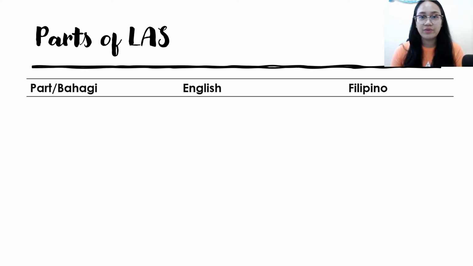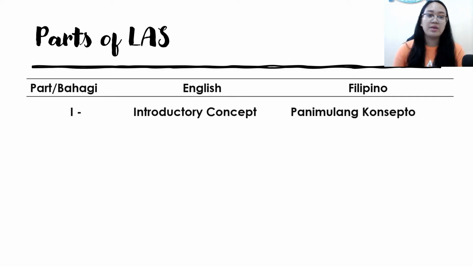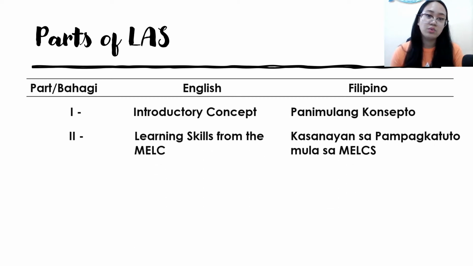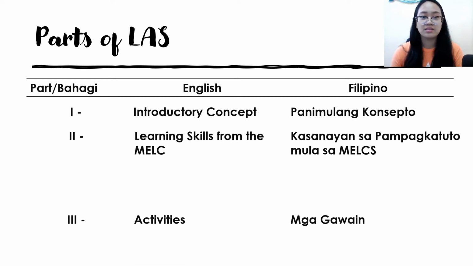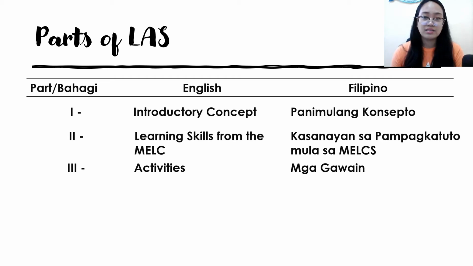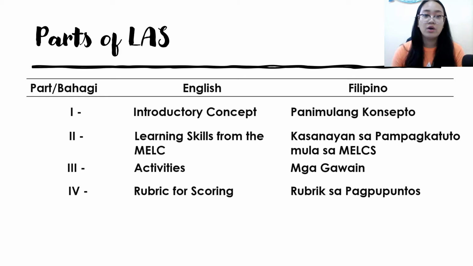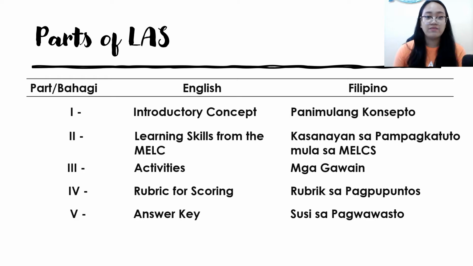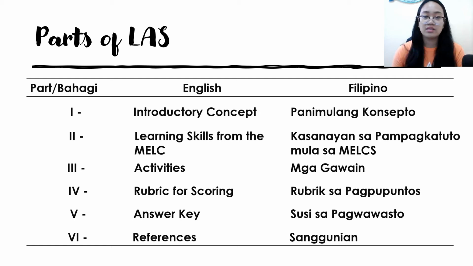Let us proceed to the different parts of the learning activity sheets. We'll have the part or bahagi, the terms used for English language, together with the terms used in Filipino. Part 1, Introductory Concept, Panimulang Konsepto. Part 2, Learning Skills from the MELC, Kasanayan sa pangpagkatuto mula sa MELCs. Part 3, Activities, Mga Gawain. Part 4, Rubric for Scoring, Rubrik sa pagpupuntos. Part 5, Answer Key o susi sa pagwawasto. Part 6, References o sanggunian.